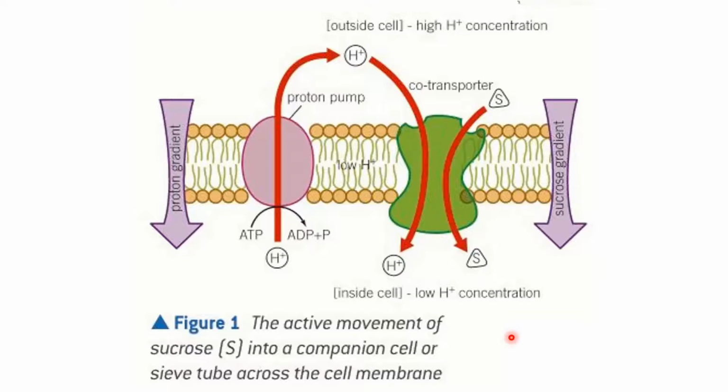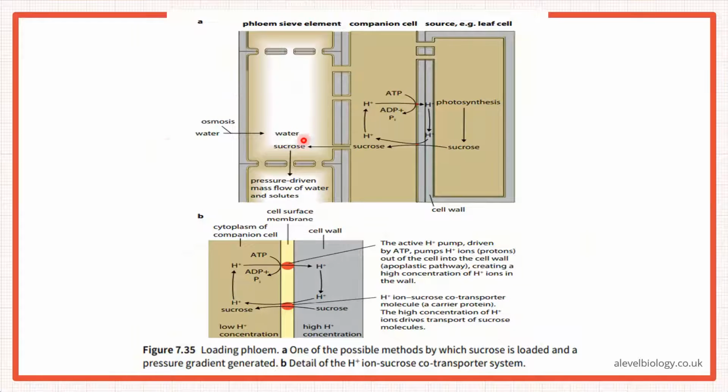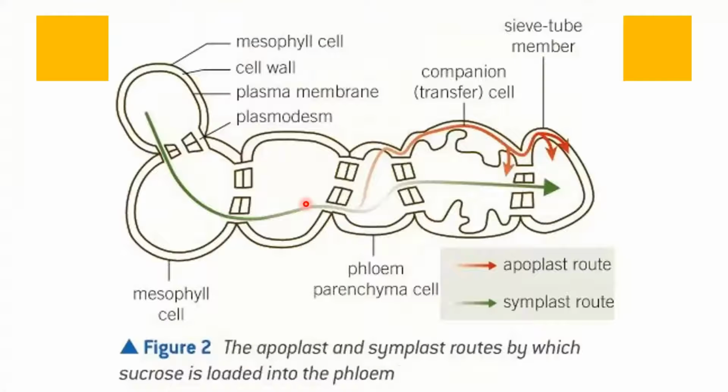As sucrose enters, it brings along water as well through osmosis, and the pressure-driven mass flow of water and solutes takes place. So this is the process of phloem loading. This is another view. Here you can look at both the apoplast pathway and the symplast pathway.